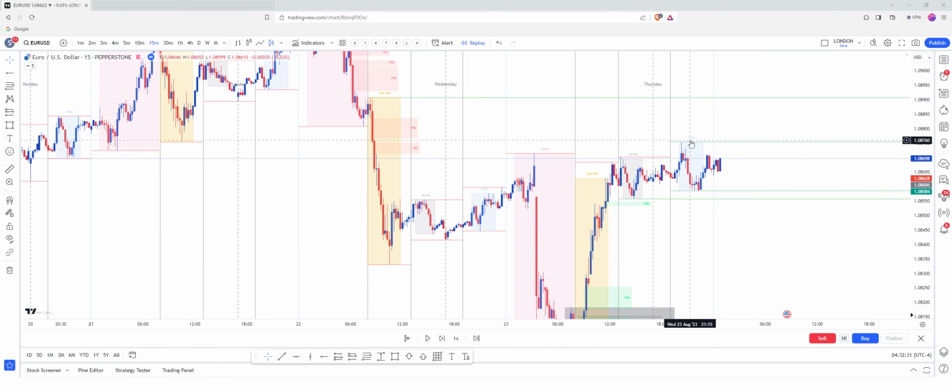So we can see that we've got the Asia high above us, Asia low below us, just as we're coming into the start of our London trading window, which is at 1 AM. We've got the New York PM session as well.